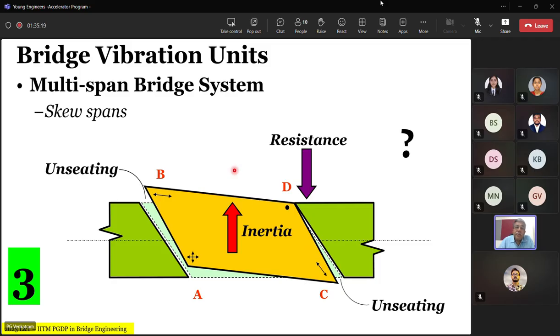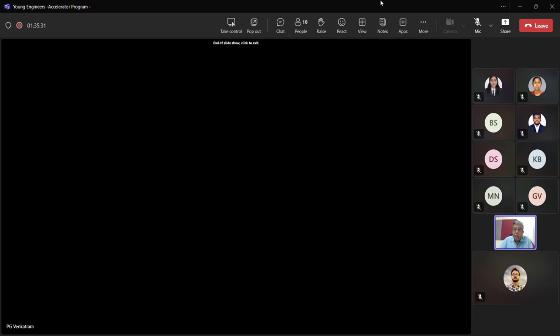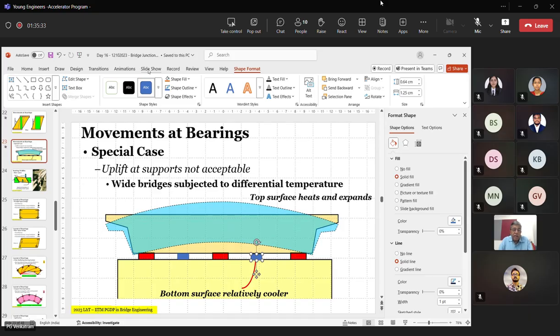Why are we talking about vibration unit? That means somewhere you have a possibility of ground shaking. So we are saying avoid skews as far as possible wherever a reasonably strong earthquake is possible. Avoid skew spans.